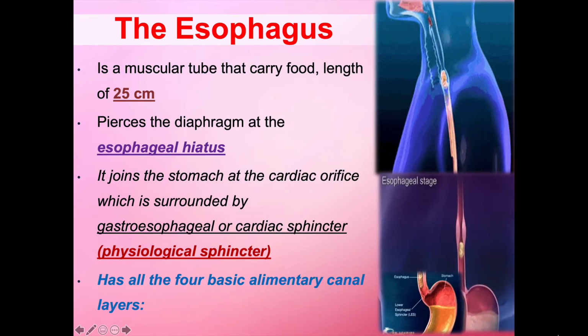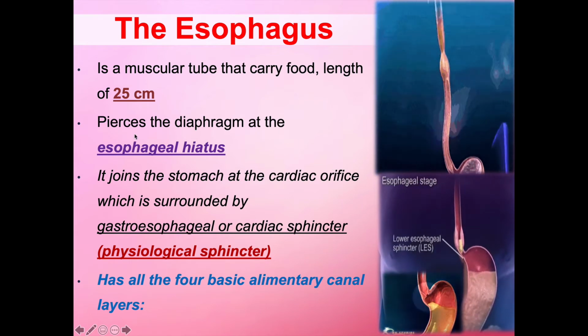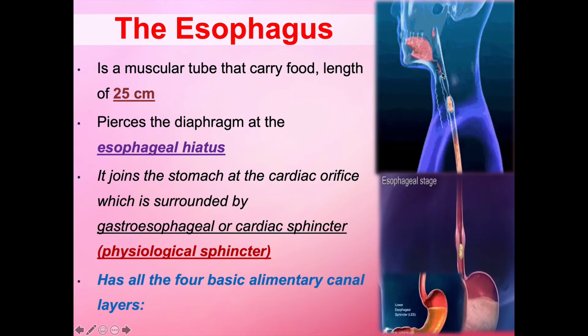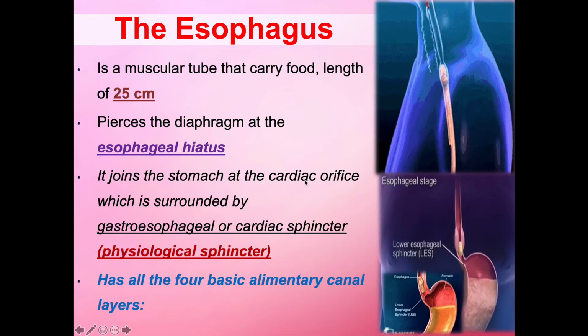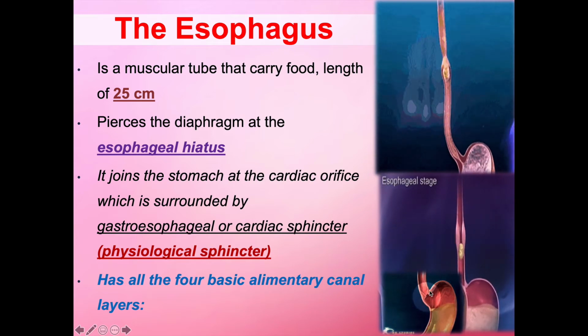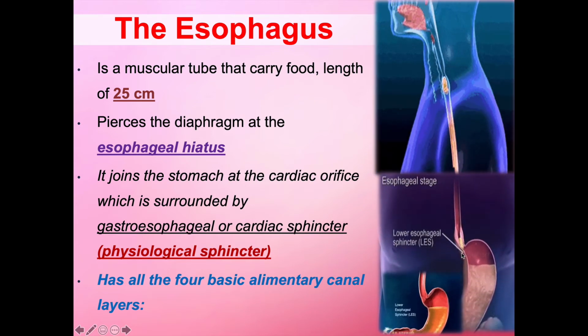Now the esophagus. The esophagus is a 25 centimeter long tube-like structure which pierces the diaphragm and joins the stomach at the cardiac end. This is the cardiac end. It is also called the gastroesophageal sphincter.